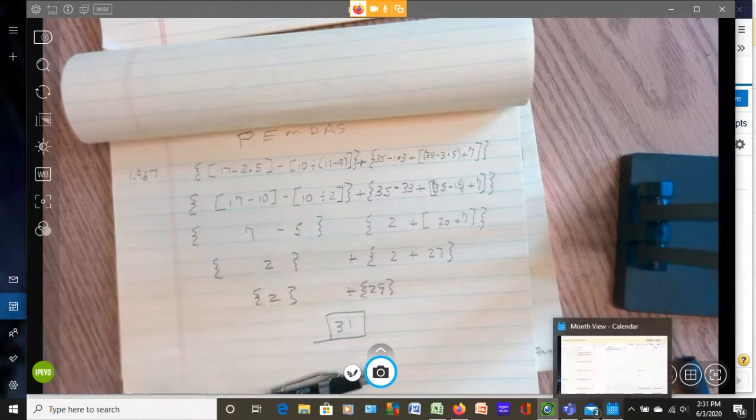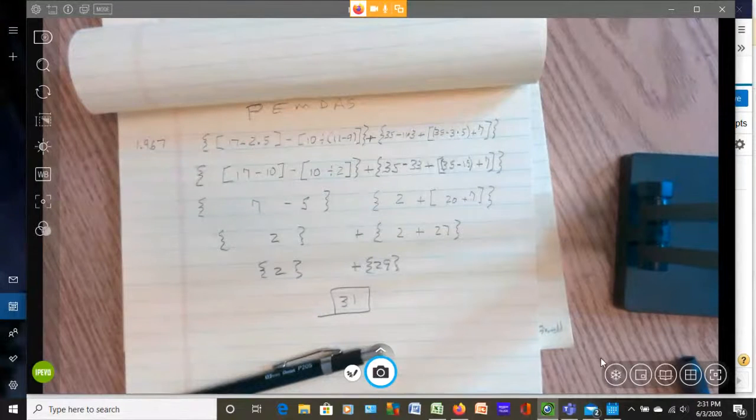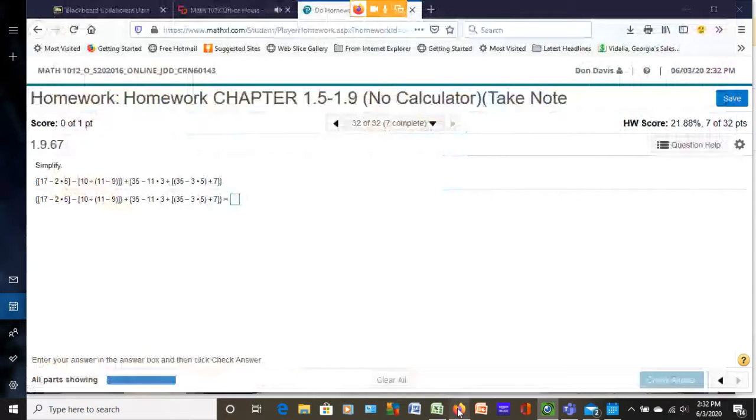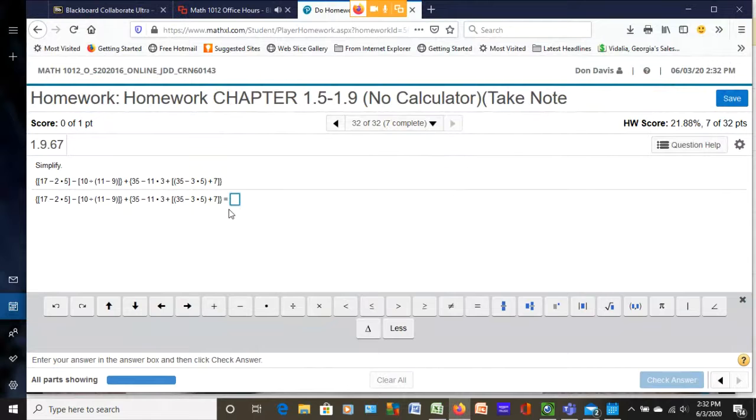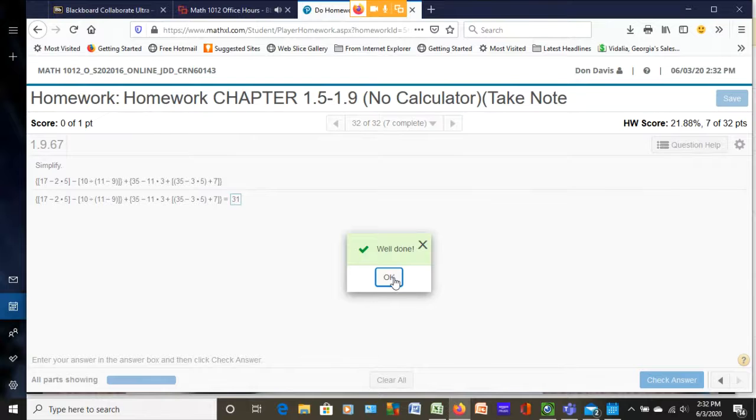You ready to try that out? I'm going to leave this exposed here for a second, just in case you did get it right. Then you'll know what the steps were. Okay, you ready to go check it? I think I am. Let's see what we got here. I think it's 31. Hold your breath. Another well done. Perfect.